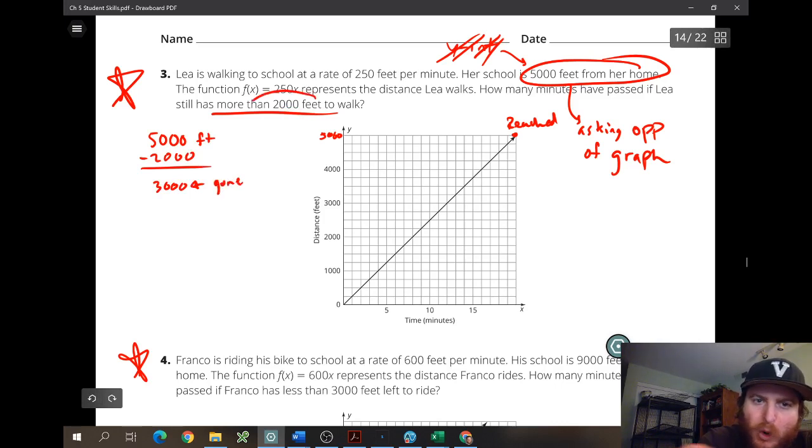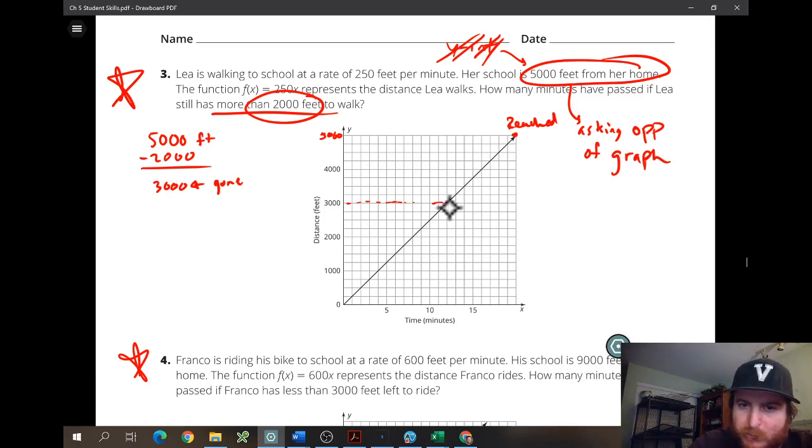Now it says more than 2,000 feet to walk, right? So we're going to go to 3,000. Right? Because that's 5,000 minus 2,000. Like I said, 3 is kind of a weird one. So I'm going to kind of make that little rectangle there. So it intersects right here, right? This is counting by ones, I believe. 1, 2, 3, 4, 5. So that's 10, 11, 12.